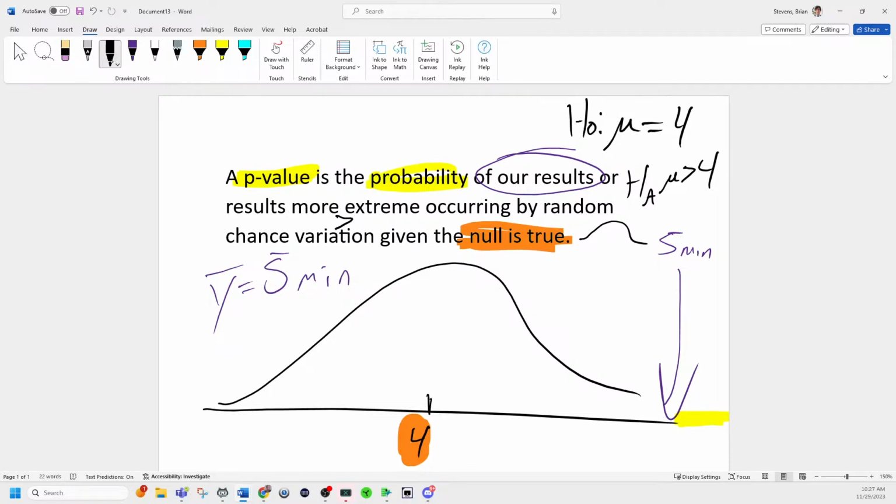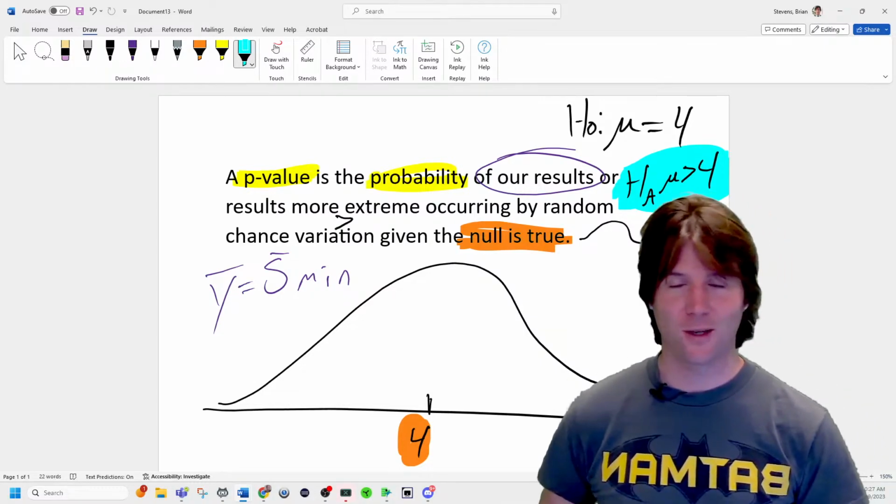We can describe it as like 0.00001. I'm running a 5 minute mile, I'll be happy. But now it's like a 1 in 10,000 chance. So now you're saying Brian running a 5 minute mile, given he is a 4 minute mile runner, seems very unlikely by random chance. I reject the null that he's a 4 minute mile runner. I have evidence it takes him more than 4 minutes. But you could be wrong, which we'll get into later in this chapter.